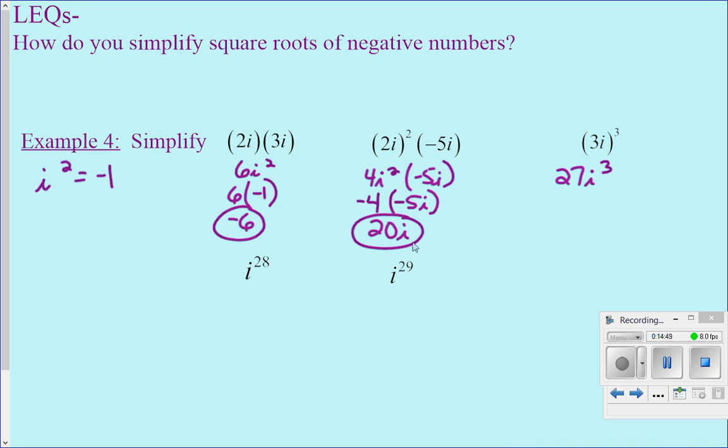You can leave i in your answer, like in the last one, or just a real number answer, but you can't have something that's i squared, i cubed, i to the fourth, and so forth. So I need to simplify that. Let's think about how to do that. i cubed is the same thing as i squared times i. The reason I broke it down that way is because I know what i squared equals. So i squared is negative 1 times i times 27 gives me negative 27i.